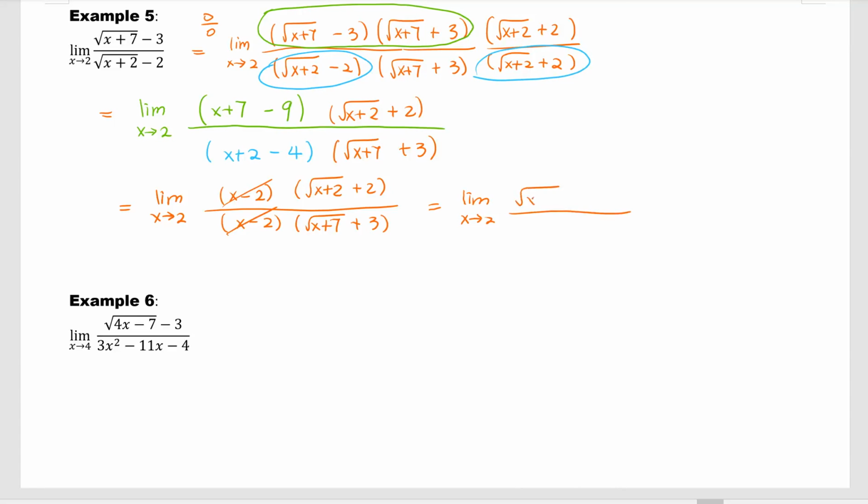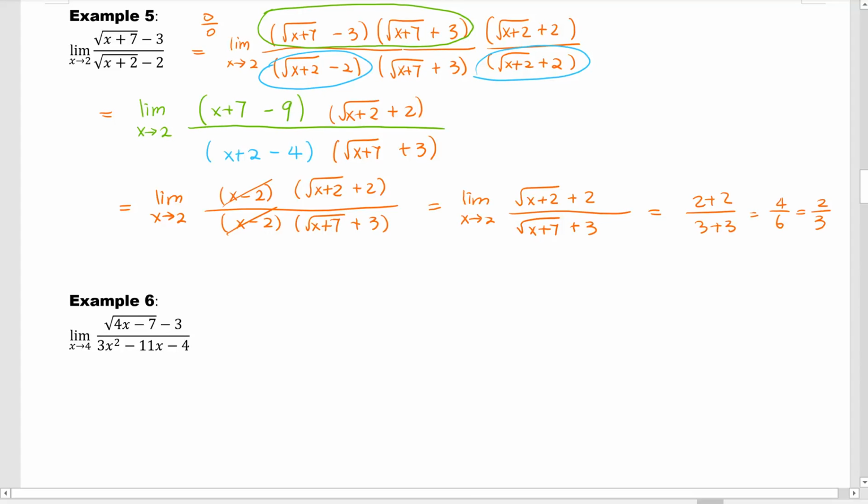We have square root x plus 2 and the 2, x plus 7 and the 3. Now we're safe. We can plug in the number again. So 2 plus 2, square root of 4, 2. 2 plus 7, 9, square root of 9, 3. Oh, so we have 4 over 6, which is 2 over 3. Okay, so this is our answer. So follow the steps, and then we can get it. Okay?